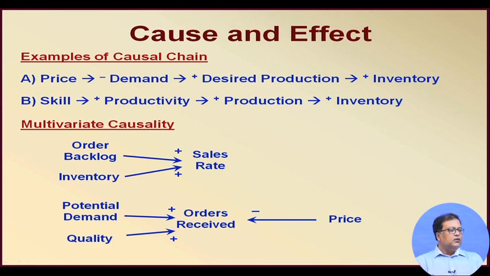For example, there could be order backlog and inventory, and if you take them together, then the sales rate may change. Both the two variables are affecting the sales rate. There could be another example, that potential demand, quality as well as price, they all may change what is known as orders received. So, potential demand, quality, price, they all together will change the orders received.